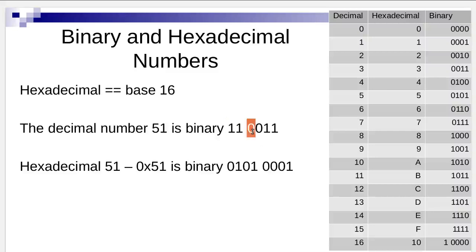And then what's left over from subtracting 16 from 19 is 3, and that 3 you can do in your head. It's just 0011. So make sure that makes sense. Convert 51 to binary. You should get 110011. This is 32 plus 16 plus 2 plus 1. That should add up to 51. Okay.